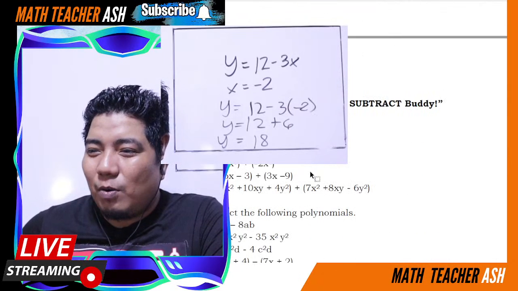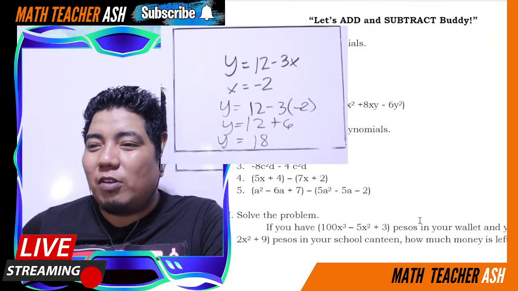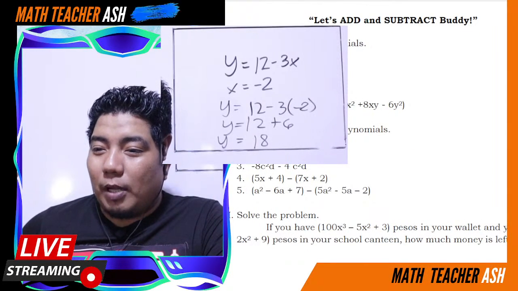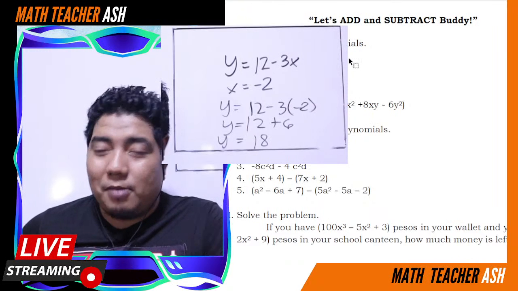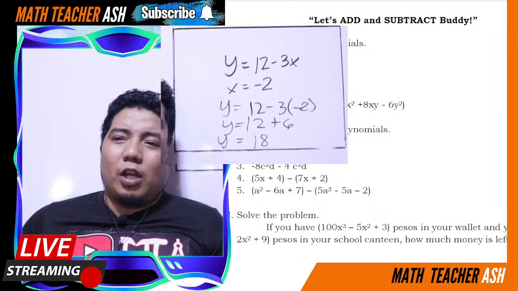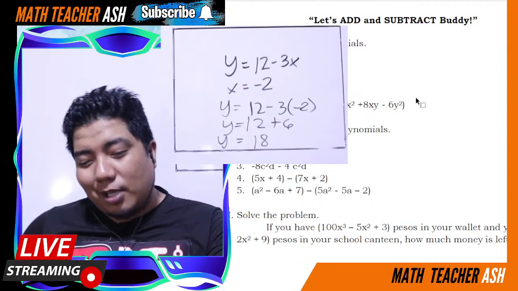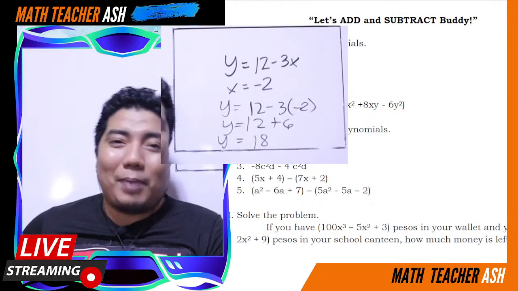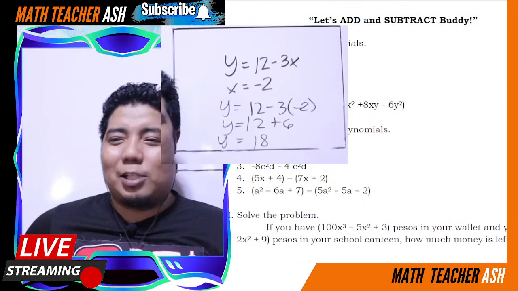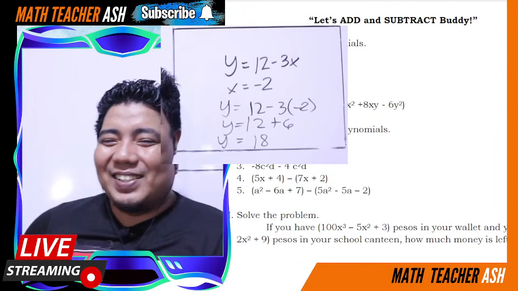Okay, so now, we have here, let us add and subtract, buddy. So, ganon lang din ang gagawin mo. So, how do you add the following polynomials? So, can you add this one? Okay, hindi mo yan siya ma-add. Now, ang question, Sir Ash, paano pag hindi ma-add? Copy. Okay, you just copy it. So, x plus 5y is equal to x plus 5y. Alright. So, ganon lang siya, my dear math learners.